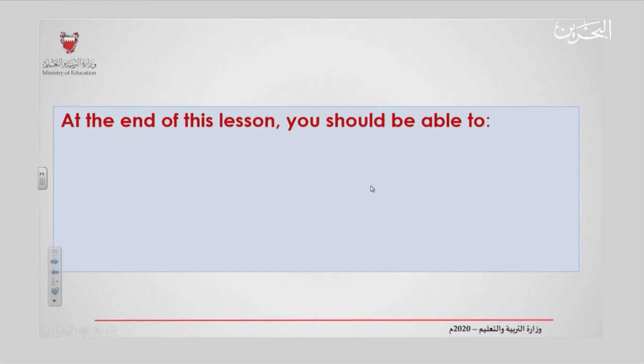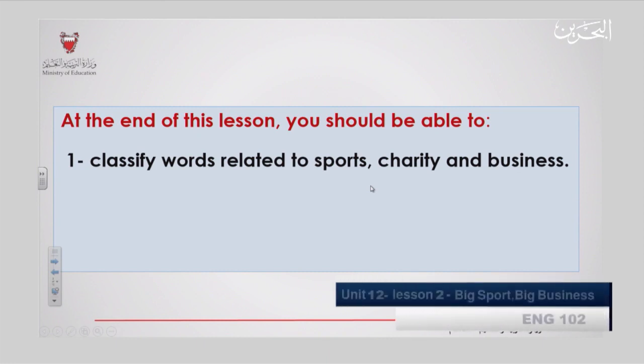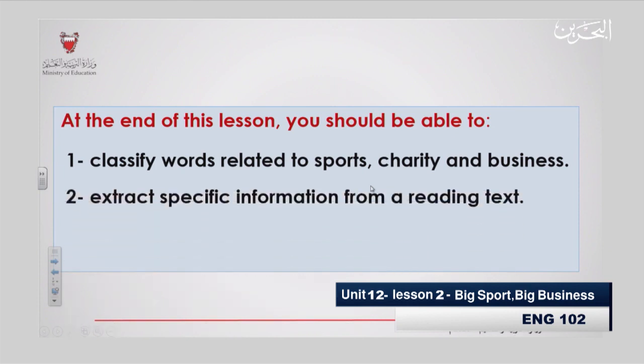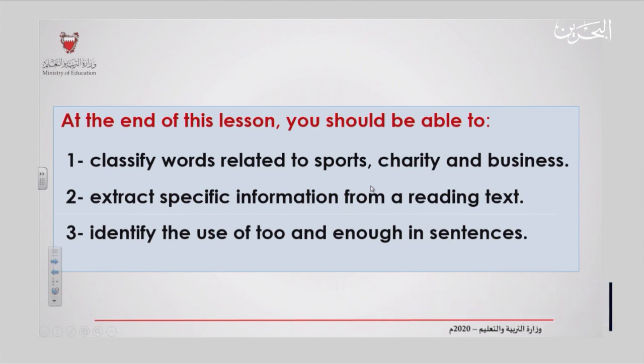At the end of this lesson, you should be able to, number 1, classify words related to sports, charity, and business. So we will learn different words that we can use to describe sports, charity, and business. Number 2, we will extract specific information from a reading text. So we will learn how to find specific information from a reading text. And lastly, we are going to identify the use of to and enough in sentences.